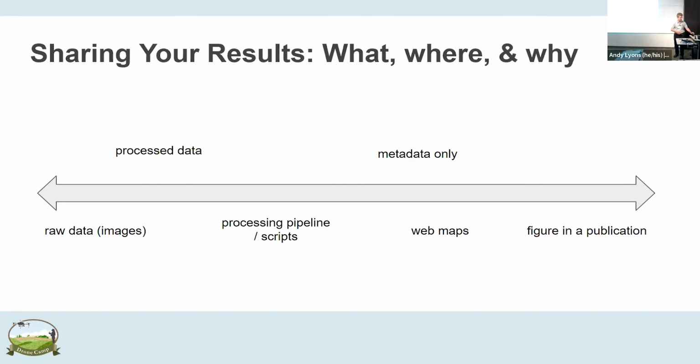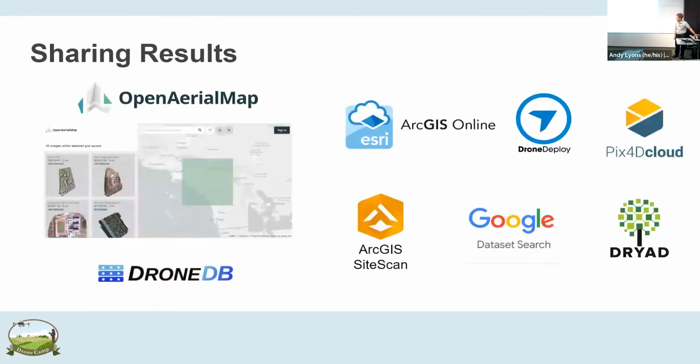Web maps, that's another kind of way that you can share some of your data. So that's step one. Think about what do I want to share? And work towards that. These are some of the tools that you can share. Most of these on this side are commercial platforms. I will give a shout out to OpenAerialMap. This is an open source platform that's open to everybody. It is web-based. It's from the same people who developed OpenStreetMap.